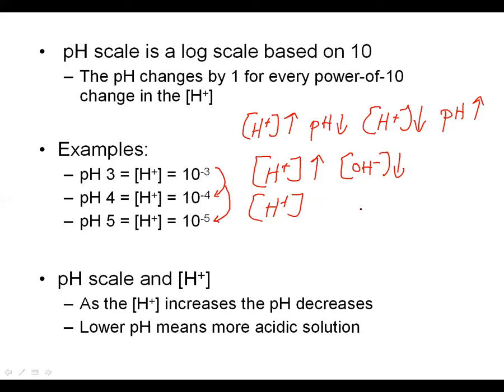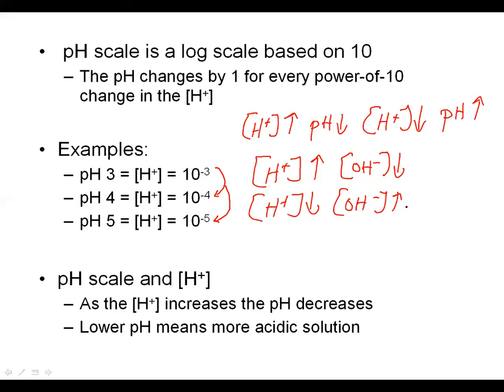OH minus would go up. So they basically run opposite of each other. So as one goes up, the other goes down. So in the case of H plus, if it increases, that means that the amount of OH minus, which is kind of like the basic part of the solution, gets smaller, and thus it is more acidic, and vice versa.